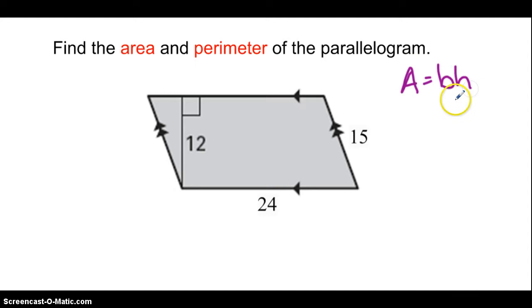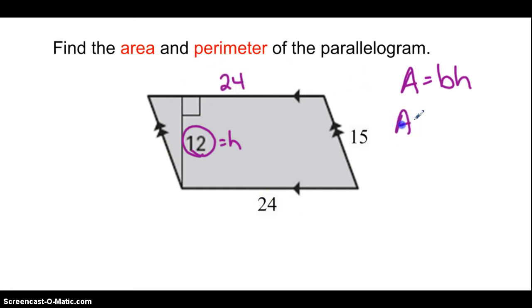Now just keep in mind the base and the height. Height is that perpendicular altitude, and the base is the side for which the altitude is perpendicular to. So here we can see our altitude is 12, so this is our height, and it is perpendicular to this side of our parallelogram, which, as we know, opposite sides are congruent, so this side is also 24.